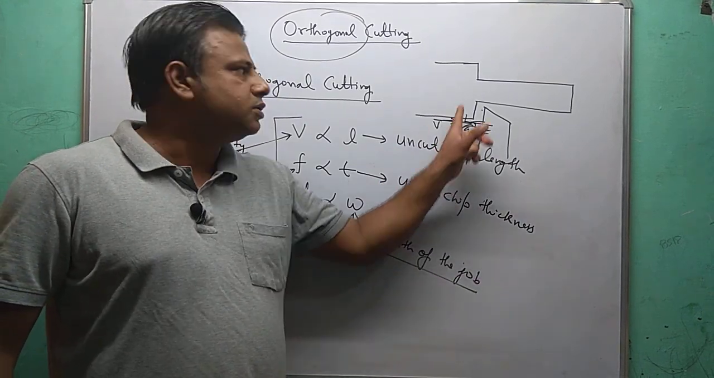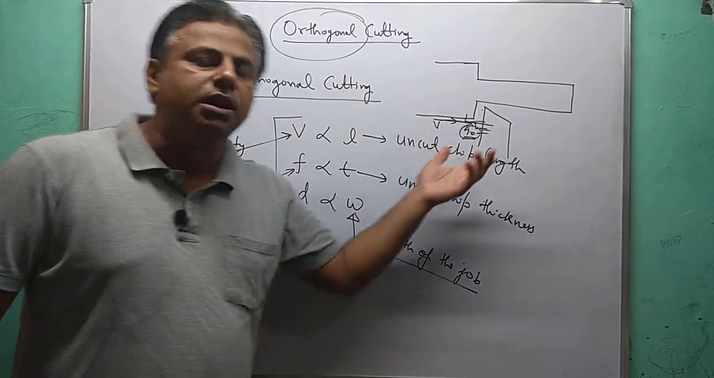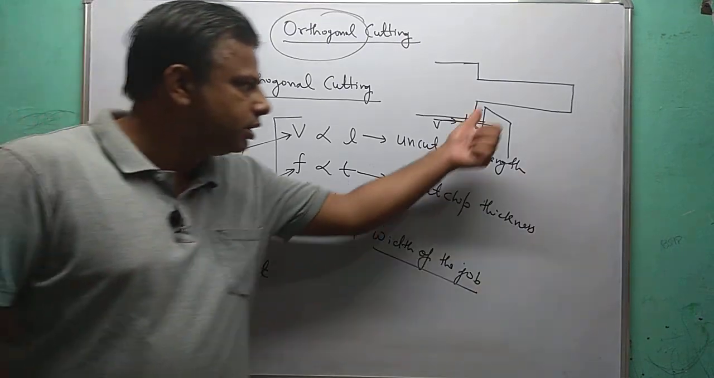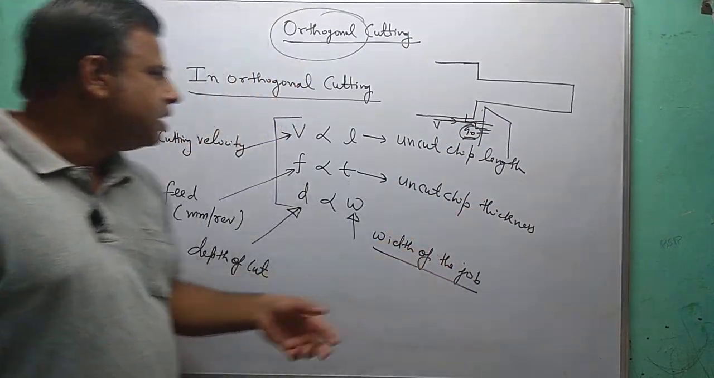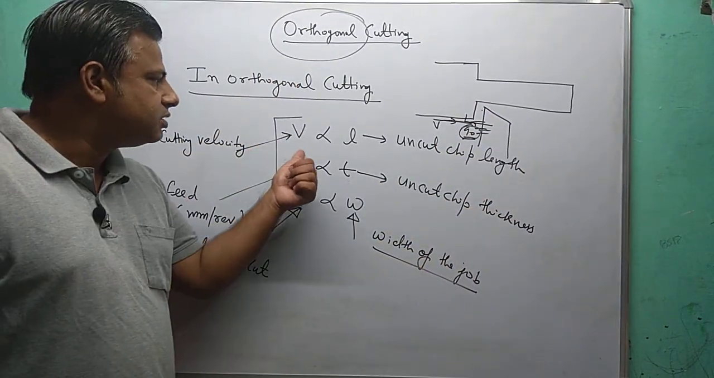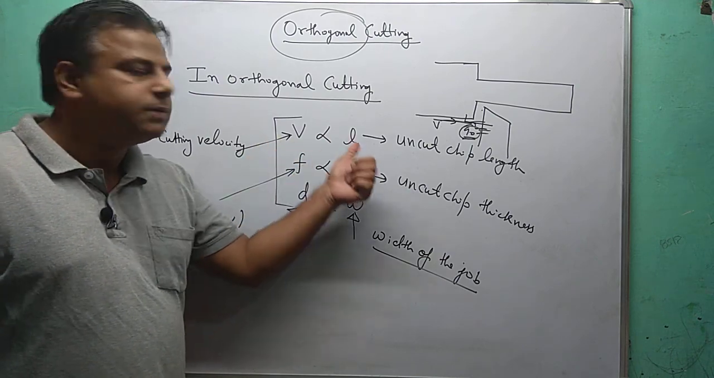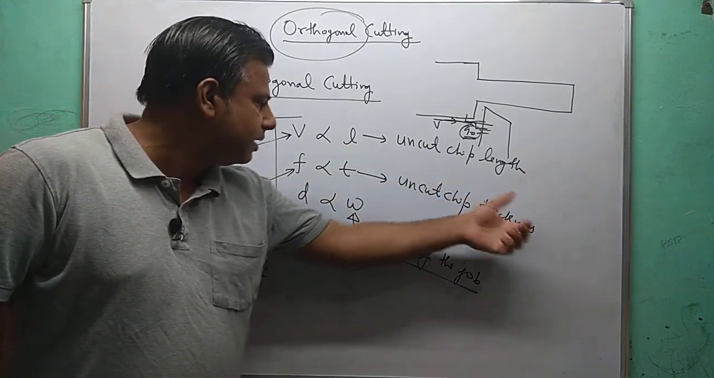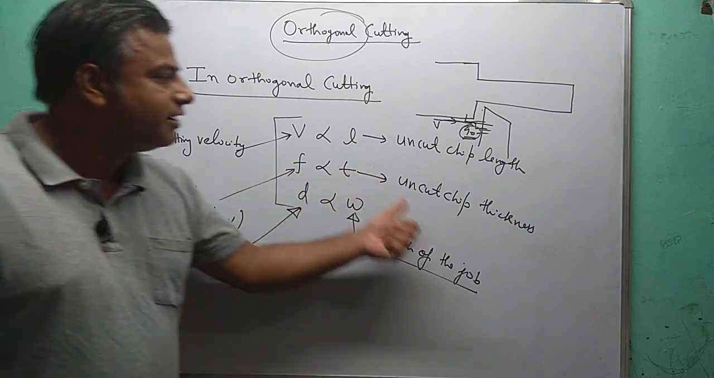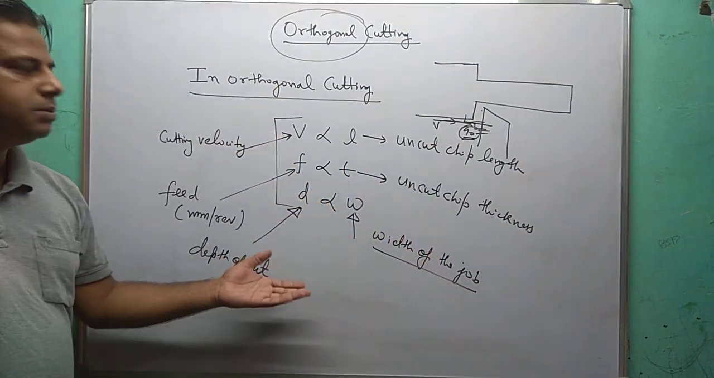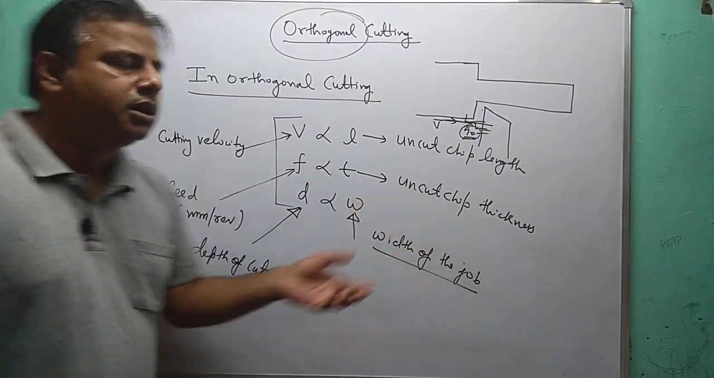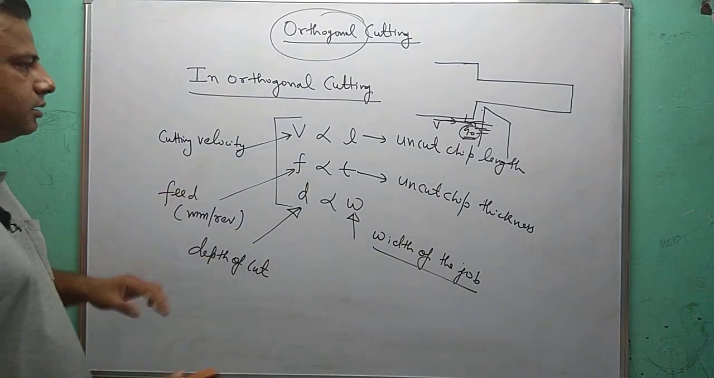It means the relative velocity between the work and the tool, the cutting velocity, should be perpendicular to the cutting edge of the tool. The cutting velocity is proportional to the uncut chip length, the feed is proportional to the uncut chip thickness, and depth of cut is proportional to the width of the job. These are very important relationships.